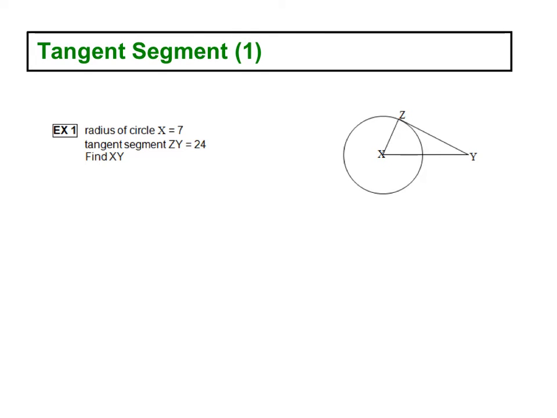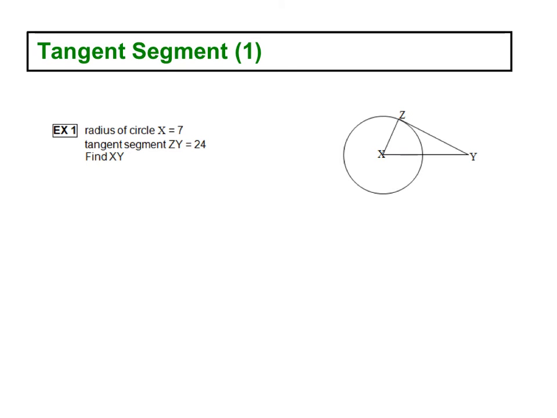All right, so here's our first example dealing with the tangent segment. Any information that you're given, you want to go ahead and figure out where that is in the drawing, or possibly draw it yourself. Make sure everything's labeled, and then we'll figure out what kind of equation to set up and solve for what we need. All right, so first thing we know is that the radius of circle X is equal to 7.